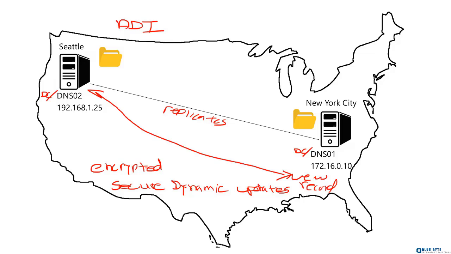What do Secure Dynamic Updates mean? I can register computers that are joined to my domain, only computers that are joined to my domain, if I choose that option. This is only available with an Active Directory Integrated zone. An example: I have a user, Bob. Bob has a desktop and a laptop that belong to the company. They're both joined to the domain, so I'm just going to put D for domain join.